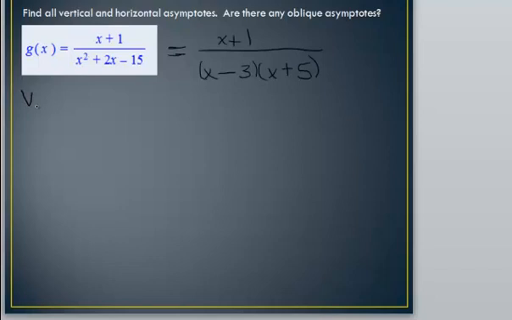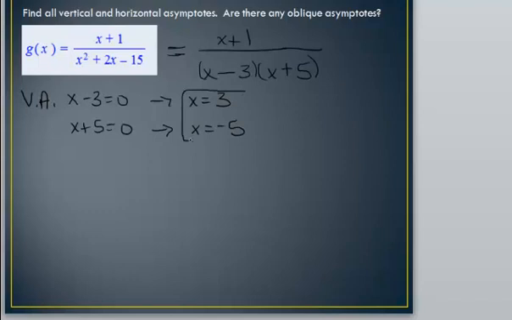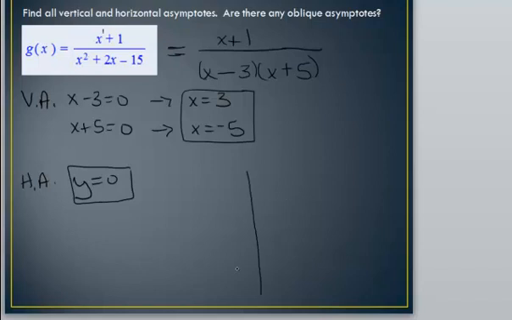So your vertical asymptotes happen everywhere the denominator is 0. X minus 3 equals 0, x plus 5 equals 0, which means x equals 3 is a vertical asymptote, and x equals negative 5 is a vertical asymptote. Horizontal asymptotes, remember you look at the degrees. The degree here is 1. The degree here is 2. The degree of the numerator is 1 less than the degree of the denominator. That means y equals 0 is your horizontal asymptote.